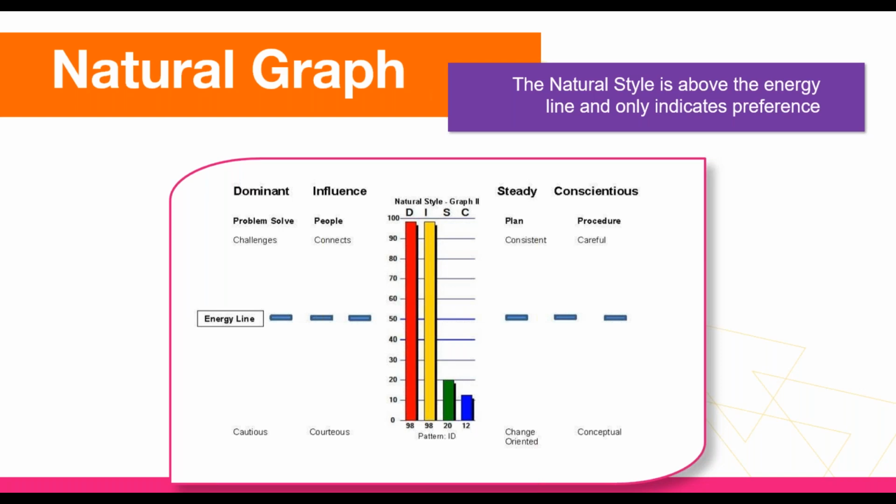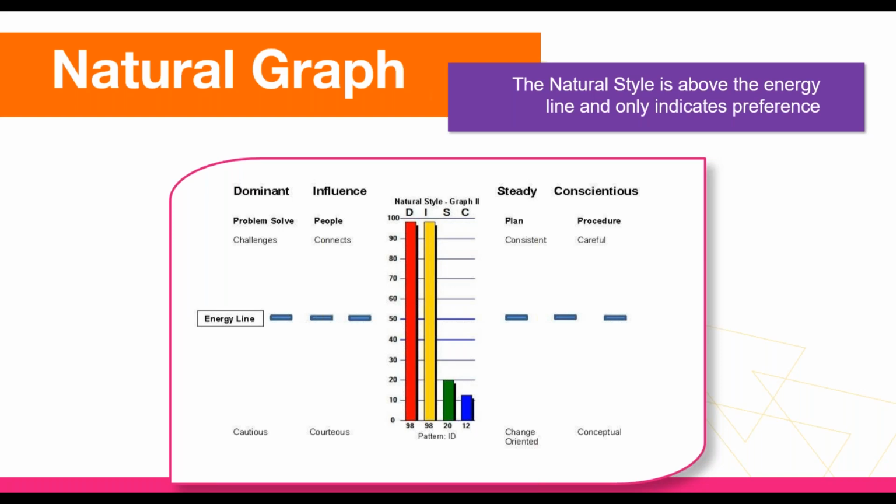As you can see, the letters: the D is for dominant, and that's your preference for how you solve problems. The I stands for your preference around connecting to people. The S would be your preference for how you connect with planning. And the C connects to your preference for procedural. The next thing to look at would be this middle line called the energy line, that dotted blue line.